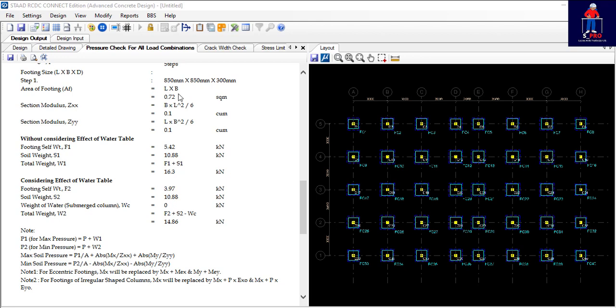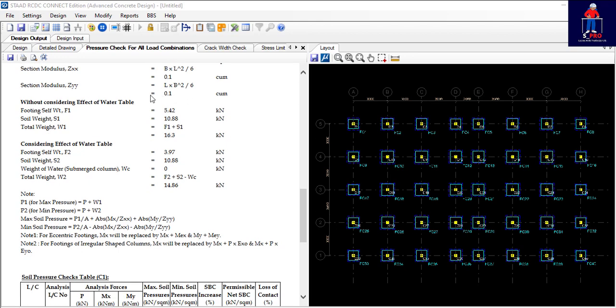Area of footing, we have L times B. So without considering effect of water table, you want to calculate the footing self weight is this, the soil weight is that, the total is 16.3. Considering effect of water table, depending on the level of the water table, if the level of water table is above the footing depth, of course there will be a case of uplift, thereby reducing the weight of the structure. So this will definitely be higher when you consider water table, especially when the water table is above the footing depth. So soil weight is this.